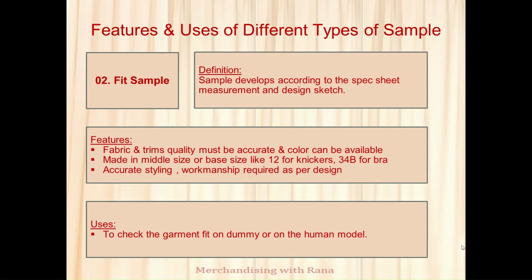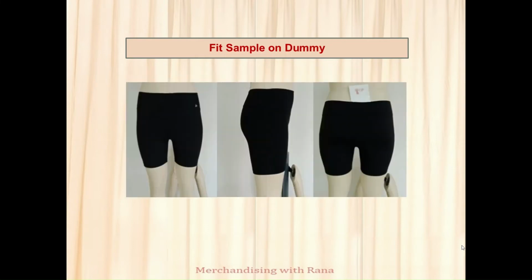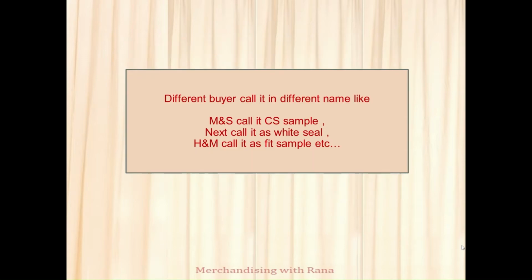Uses: to check the garment fit on a dummy or on a human model. So this is a fit sample on a human model. This is a fit sample on a dummy. Actually, different buyers call it by different names. Like M&S calls it CS sample or counter seal. Next calls it white seal sample. H&M calls it fit sample.